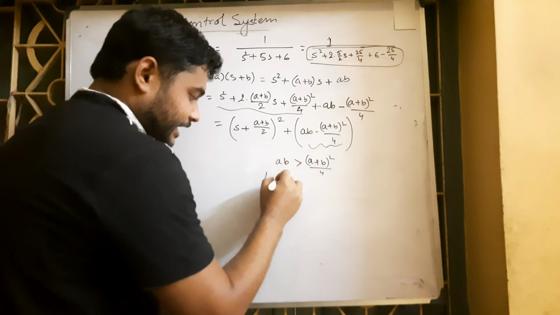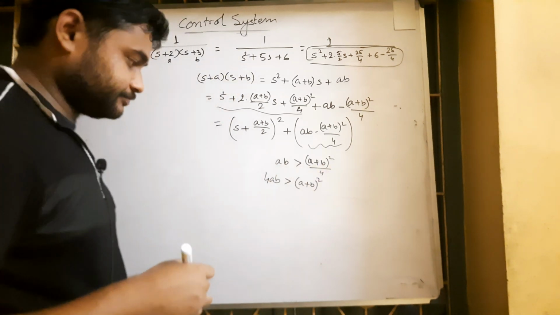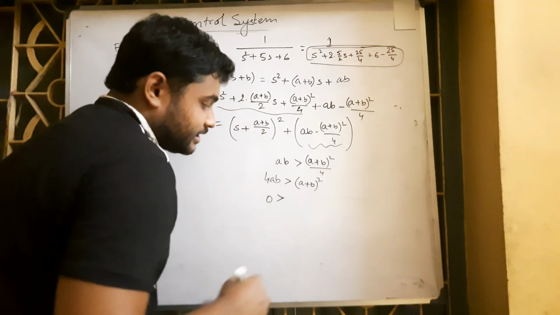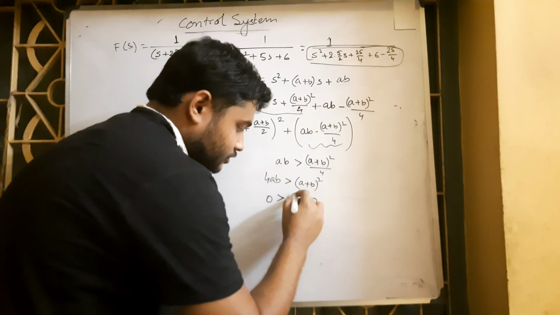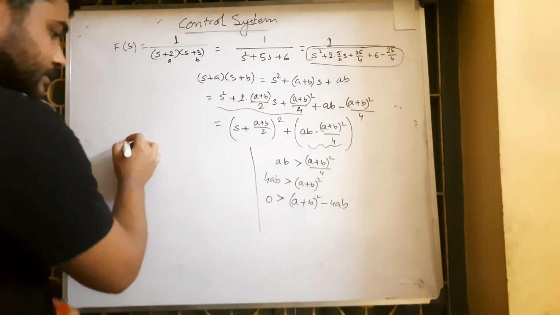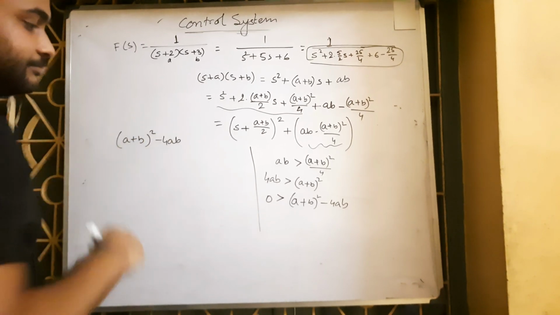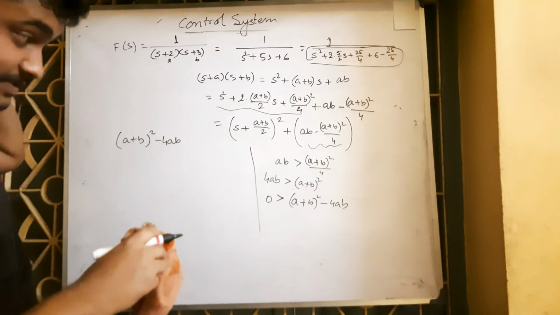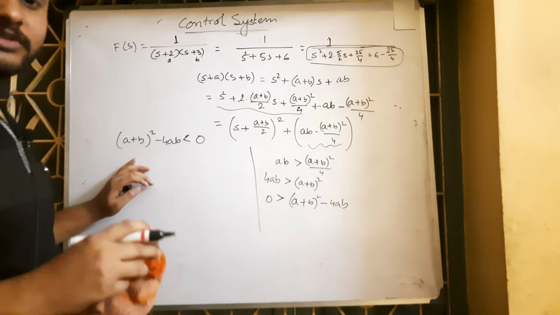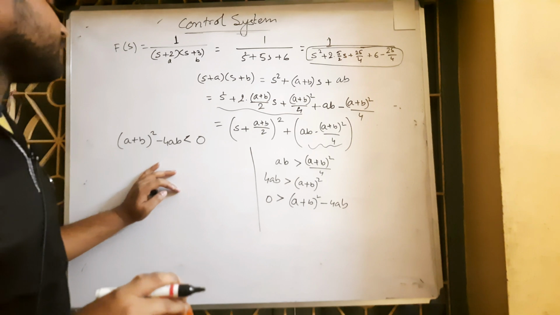That means 4AB must be greater than (a plus b) whole square. Or you can write it as 0 must be greater than (a plus b) whole square minus 4AB. Or you can write this as (a plus b) whole square minus 4AB should be less than 0. Now what is (a plus b) whole square minus 4AB?